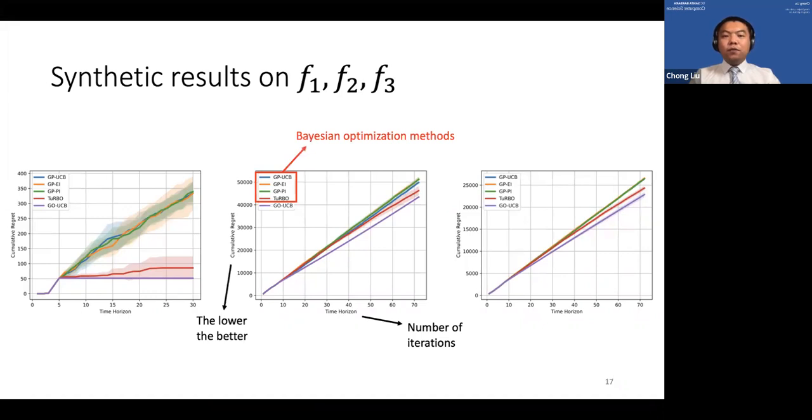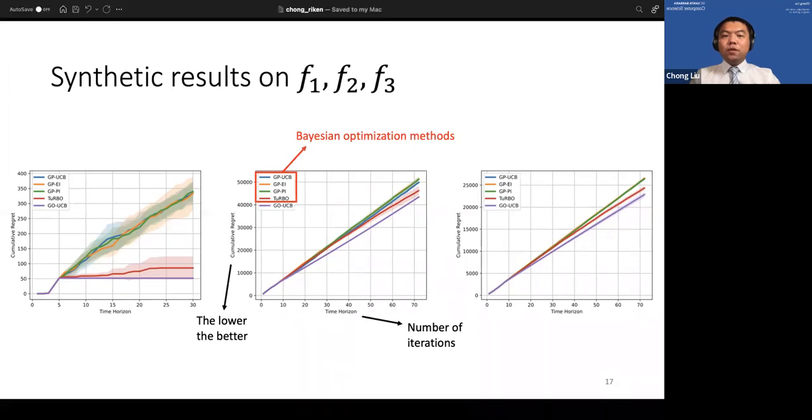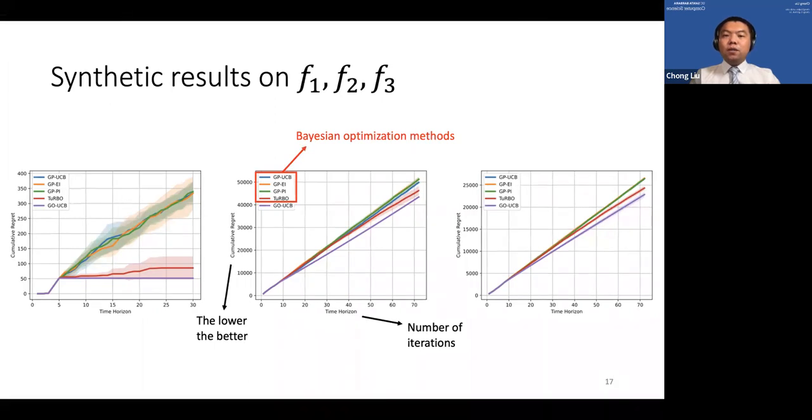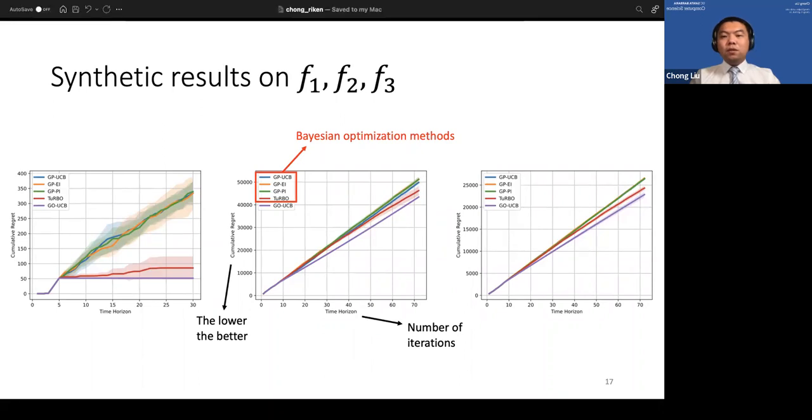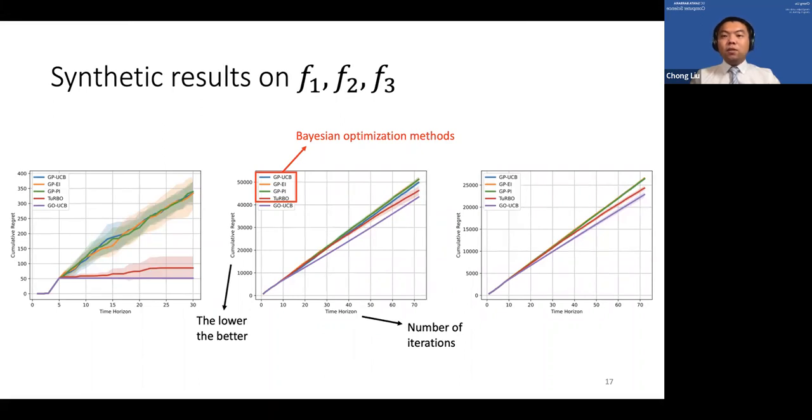And the first 4 methods are the Bayesian optimization methods. I'd like to highlight the GP-UCB, GP-EI, GP-PI. These are 3 very traditional Bayesian optimization methods. And the trust region Bayesian optimization is relatively state-of-the-art of the Bayesian optimization and also AutoML community. But still, we can see the purple line, that is the GO-UCB, that is able to perform the best by having the lowest cumulative regrets.